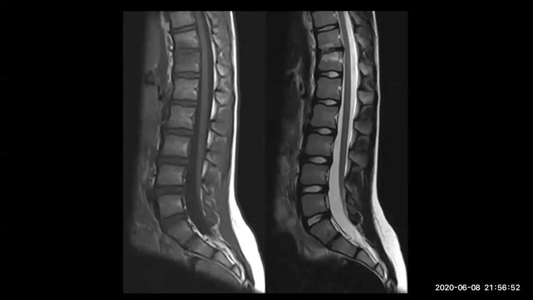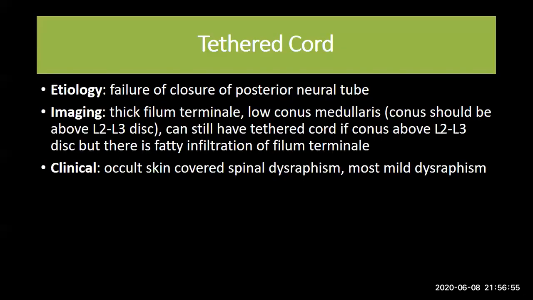The third cause is failure of closure of the posterior neural tube, with imaging showing thick filum terminale and low conus medullaris, normally at the level above L2, L3, and as we see here in our patient, at the level of S1, can be associated with fatty infiltration of the filum terminale, okay? And the patient clinically has occult skin coverage with spinal dysraphism, and mild spinal dysraphism can be seen, okay?